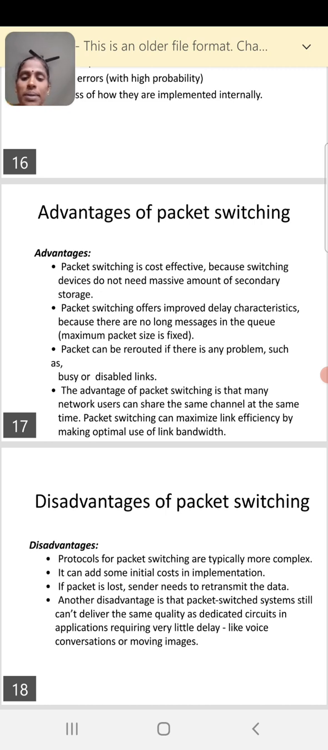Disadvantages of packet switching: protocols for packet switching are typically more complex. It can add some initial cost in implementation. If a packet is lost, the sender needs to retransmit the data. Another disadvantage is that packet switched systems still cannot deliver the same quality as dedicated circuits in applications requiring very little delay, like voice conversation or moving images.